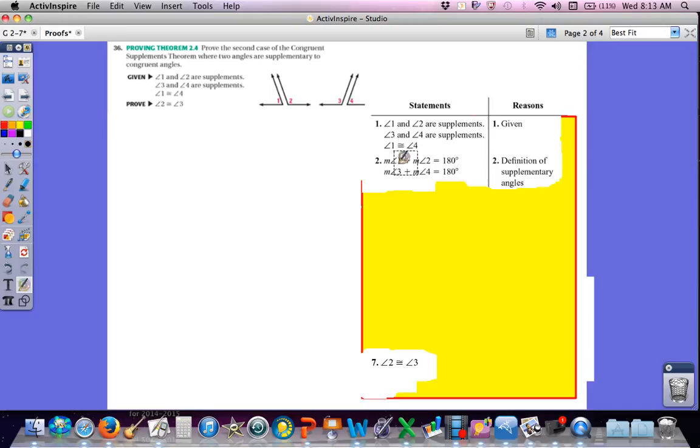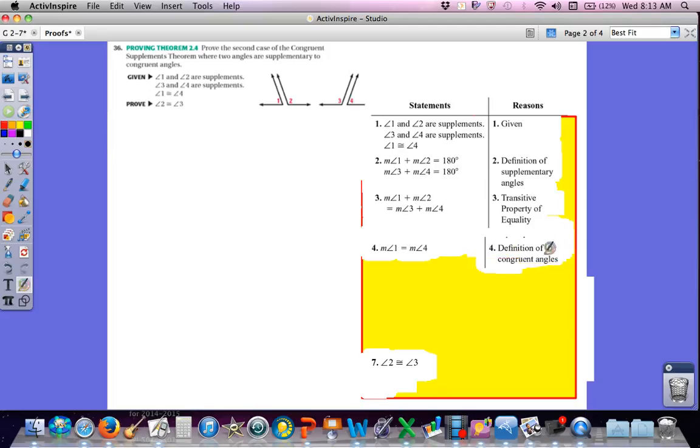Or you can say, well, if the measure of angle 1 plus the measure of angle 2 is 180, and the measure of angle 3 plus the measure of angle 4 is 180, they have to be equal to each other. So in this proof, they put that they were equal to each other, and that's the transitive property of equality. And they also put in that the measure of angle 1 is equal to the measure of angle 4, which is the definition of congruent angles.